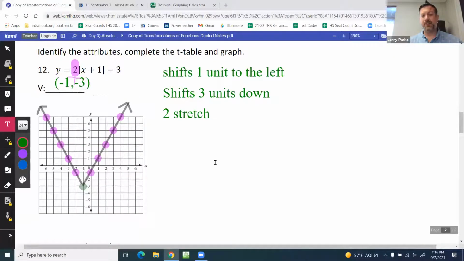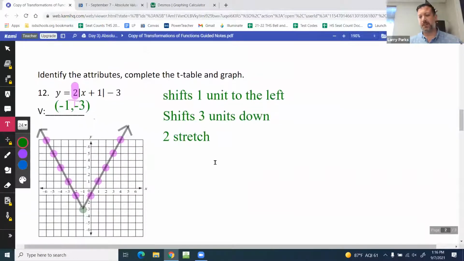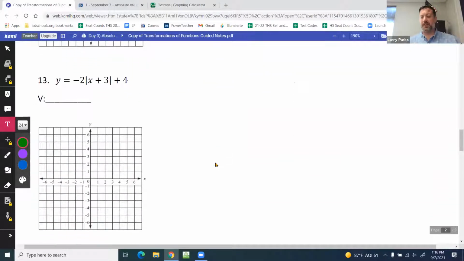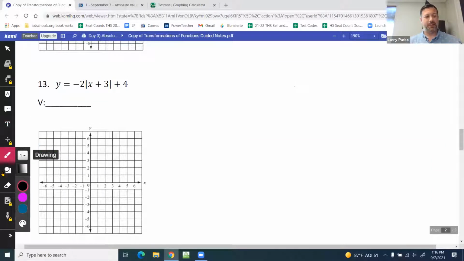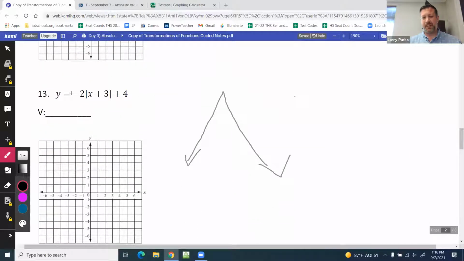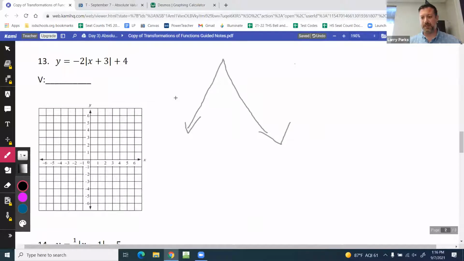All right, so identify the attributes, don't worry about completing a table. Number 13, I'll let you do that yourself. Remember the negative, and I'll do a quick drawing. The negative means it's going to look like that. Okay, so it's going to be pointed down. Ours points up. So you have a negative, you have a 2, you have a 3, and you have a 4. What does it do? Don't be afraid to type it into Desmos to check your work. Please check your work.